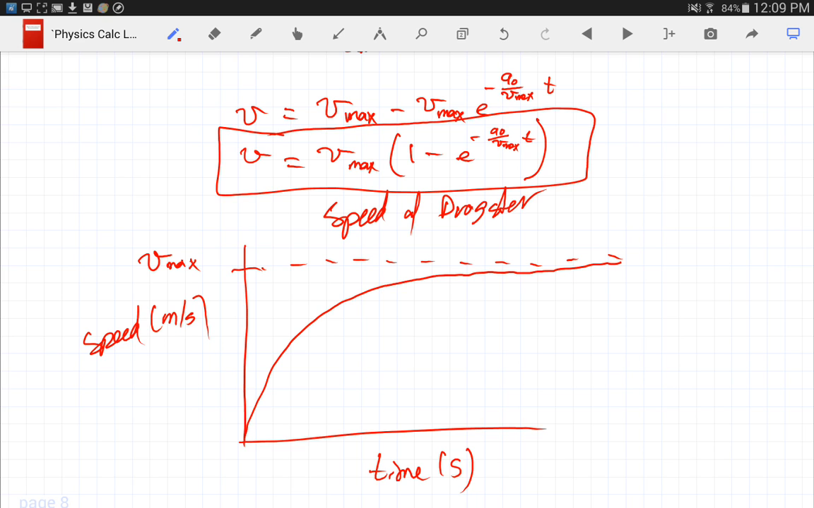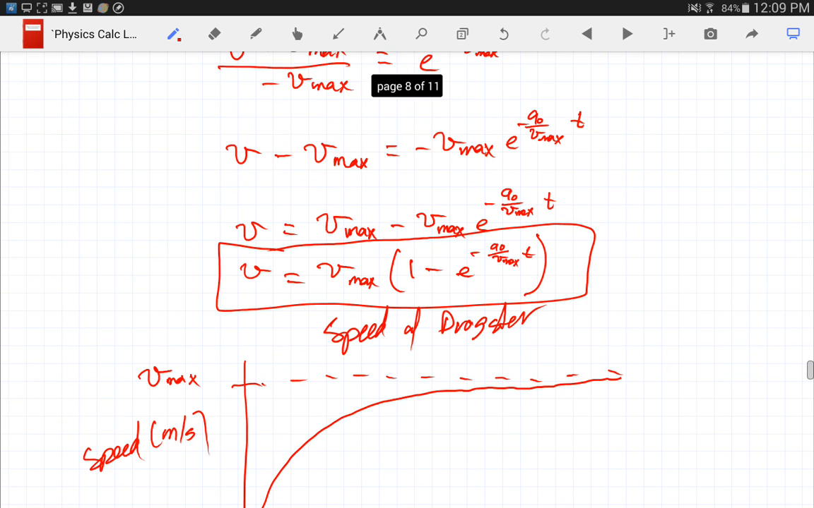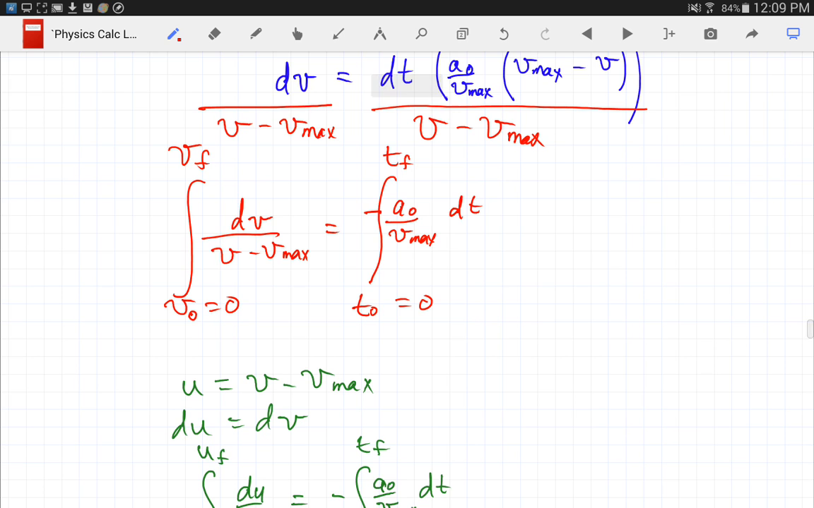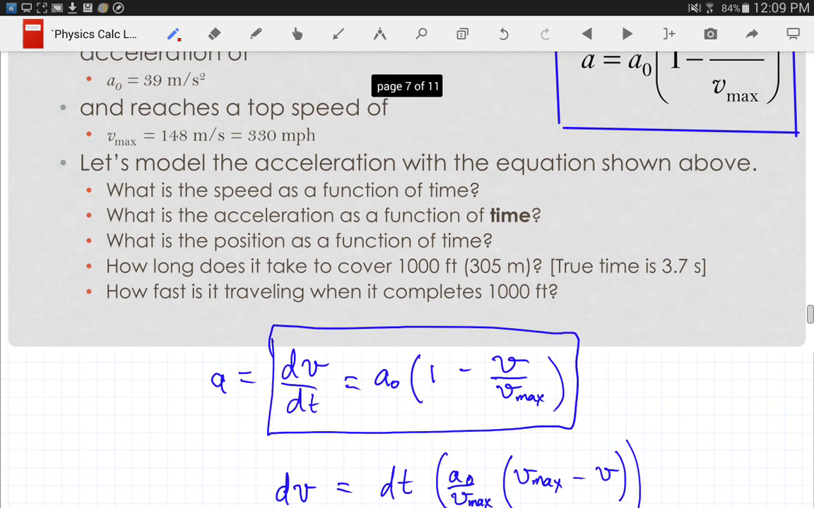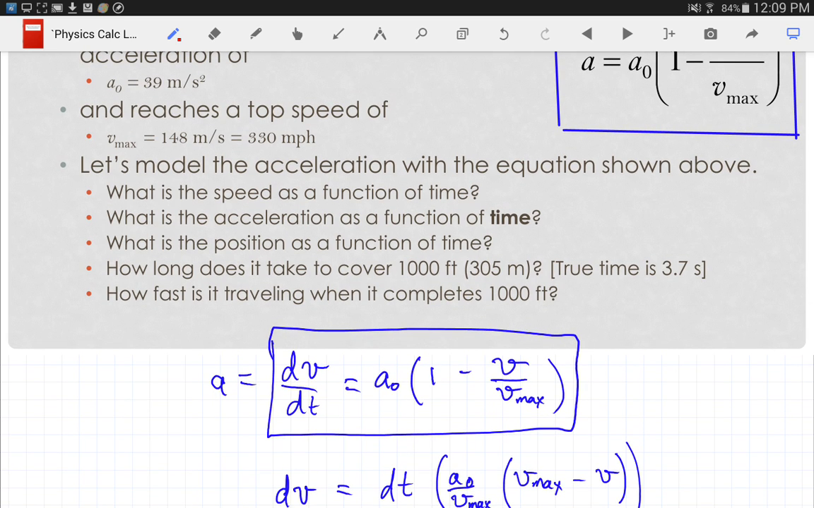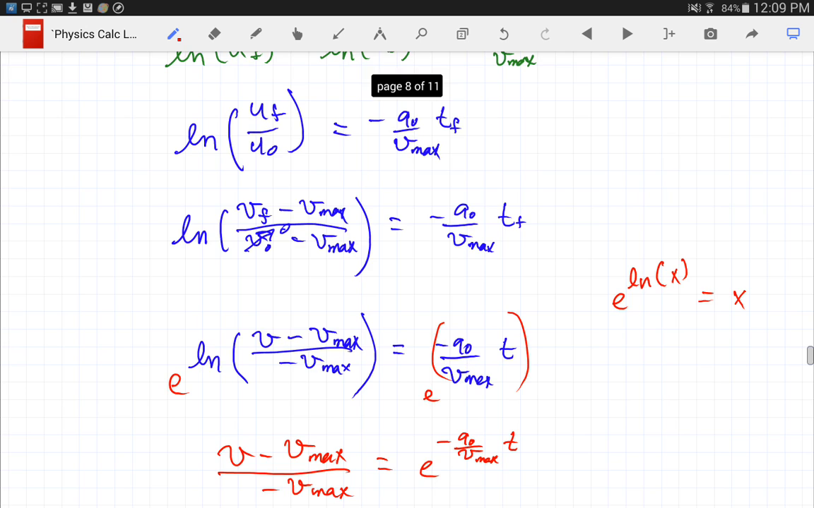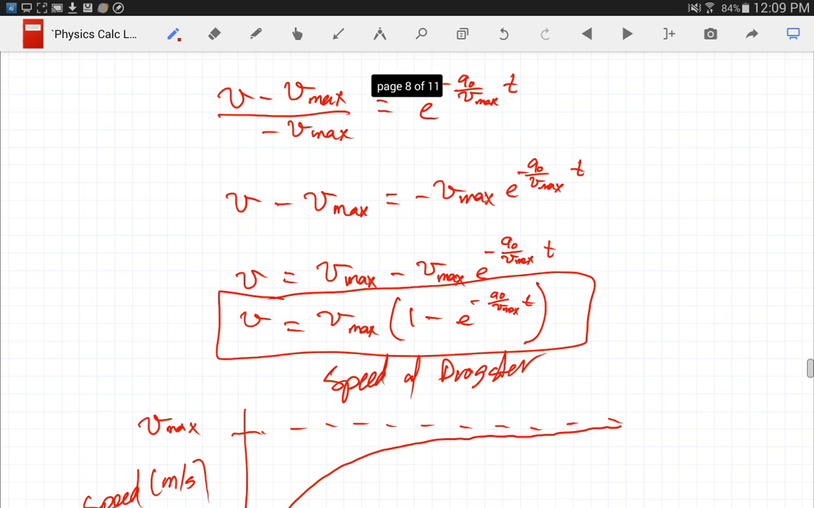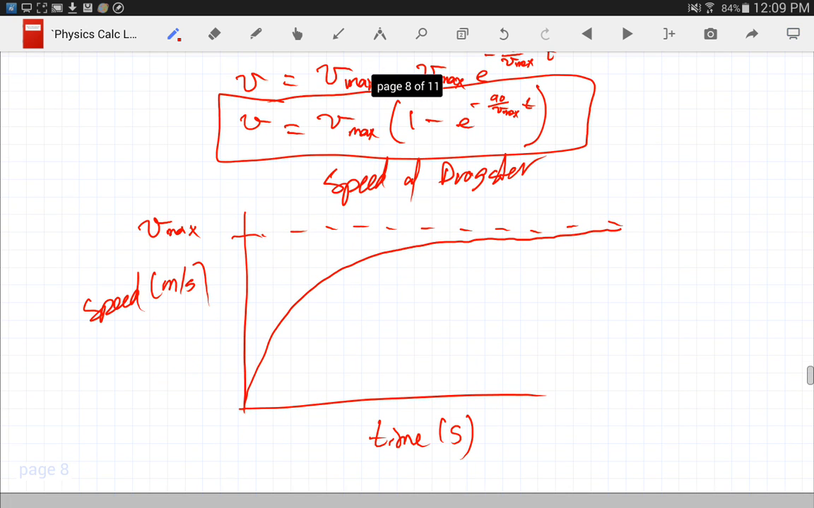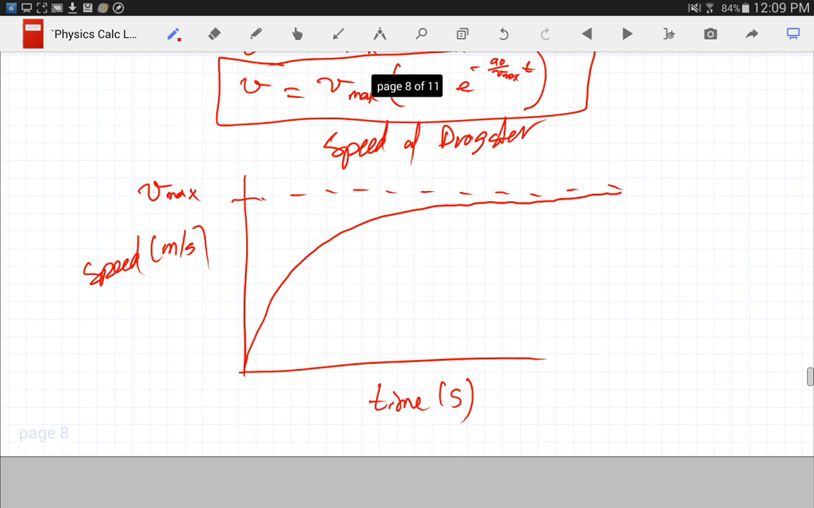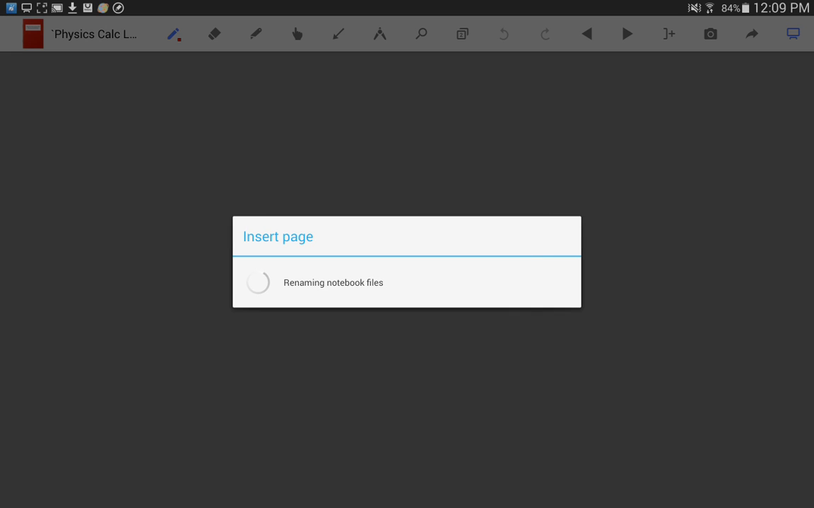We have an equation for the speed as a function of time. Now, I asked you for more than just the speed as a function of time. I also asked you, what's the acceleration as a function of time? Now that I have the speed as a function of time, how do I find the acceleration as a function of time? I take the derivative. So, with this speed as a function of time, to find the acceleration as a function of time, I simply take the derivative of it.